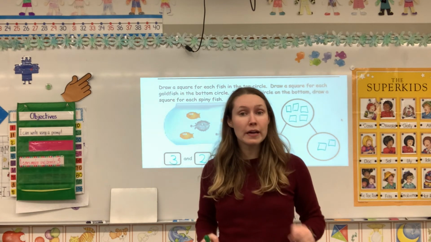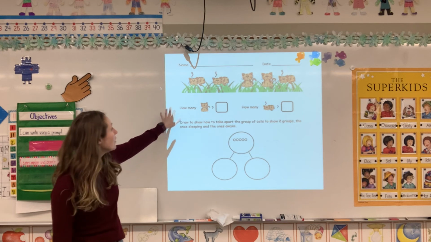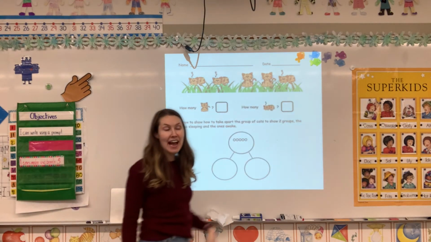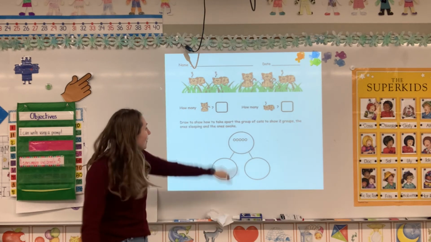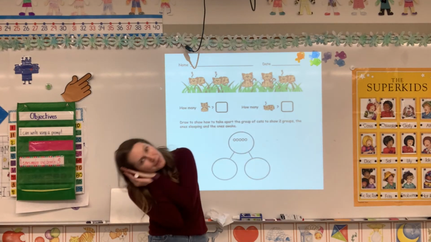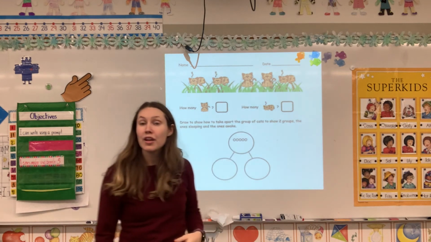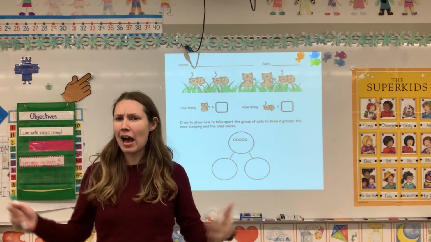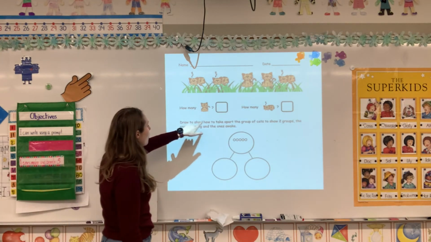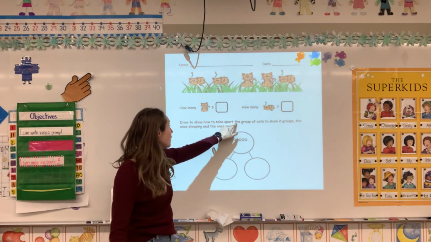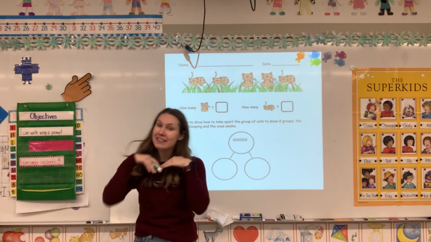Let me show you how you're going to practice this today for your homework. For your homework, you're going to see this problem. It shows you some cats in the grass. It says how many, and then it shows you the awake sitting up cats, and then it says how many sleeping cats. So you have some sleeping cats and some cats that are awake. You need to look at the full group and think about how many of my cats are awake and how many are sleeping. Draw to show how to take apart the group of cats to show your 2 groups, the ones sleeping and the ones awake.